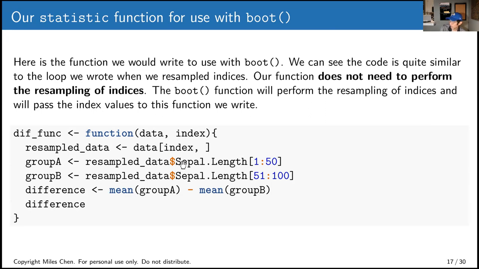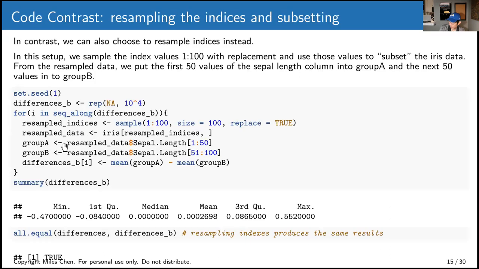And then here I'm going to say, all right, take the first 50 values of sepal length, throw it into group A, take the next 50 values of sepal length, throw them into group B. Let's calculate the mean of group A and the mean of group B and return that difference. Technically I don't have to do the assignment and return difference. I could just return the difference between mean of group A and mean of group B directly. But this is pretty much the exact same code that I have right here. It's just, I'm not storing it in a vector.